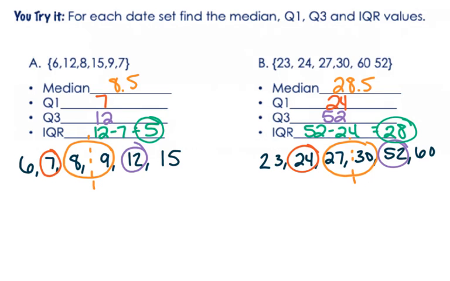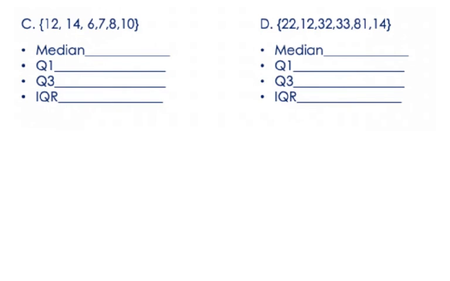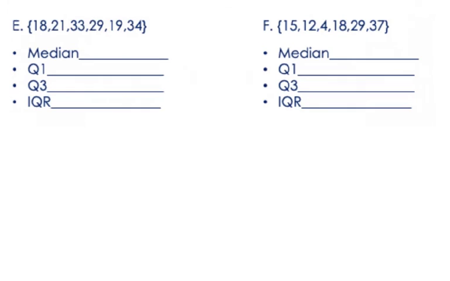Alright, so we're just going to try some more examples. I want you to pause the video and try both of these in 1, 2, 3. Alright, so for part C, I got the median was 9, Q1 7, Q3 12, which means IQR is 5. For part D, I got the median was 27, Q1 14, Q3 33, and IQR 19. If you have questions about it, just send me a message.